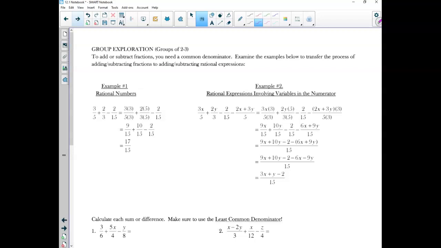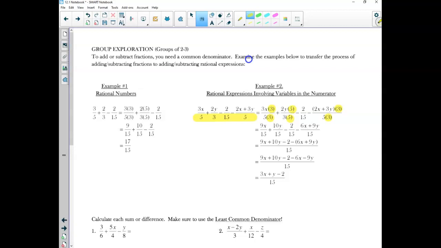Well, what happens if there are variables in the numerator? Absolutely nothing changes. So now here are my denominators. The least common denominator between 3, 5, and 15 is still 15, so the first fraction gets multiplied by 3 over 3. The second one needs a 5 over 5. The third fraction already has the common denominator of 15, and the last one needs 3 over 3. And now remember, that's a quantity of 2x plus 3y.